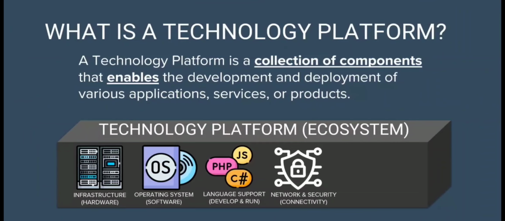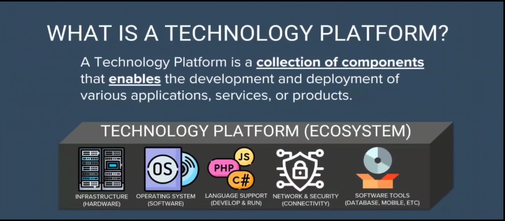We also need the platform to have a set of tools that solve other technology needs, like databases, and developing and running mobile applications, and various other things. So there are other aspects of technologies, other components that we also need in that platform. So software tools, databases, mobile, etc., are also required in our ecosystem, or we can say technology platform. If you look at the picture, it is basically giving you the overall concept of a technology platform.